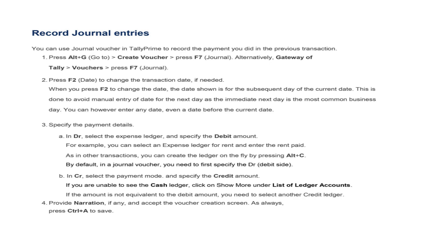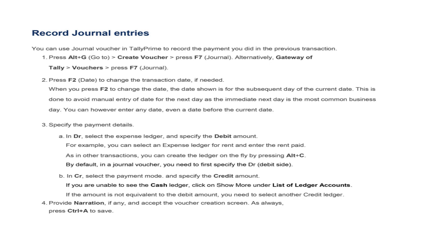B. In Cr, select the payment mode, and specify the credit amount. If you are unable to see the cash ledger, click on Show More under List of Ledger Accounts. If the amount is not equivalent to the debit amount, you need to select another credit ledger.